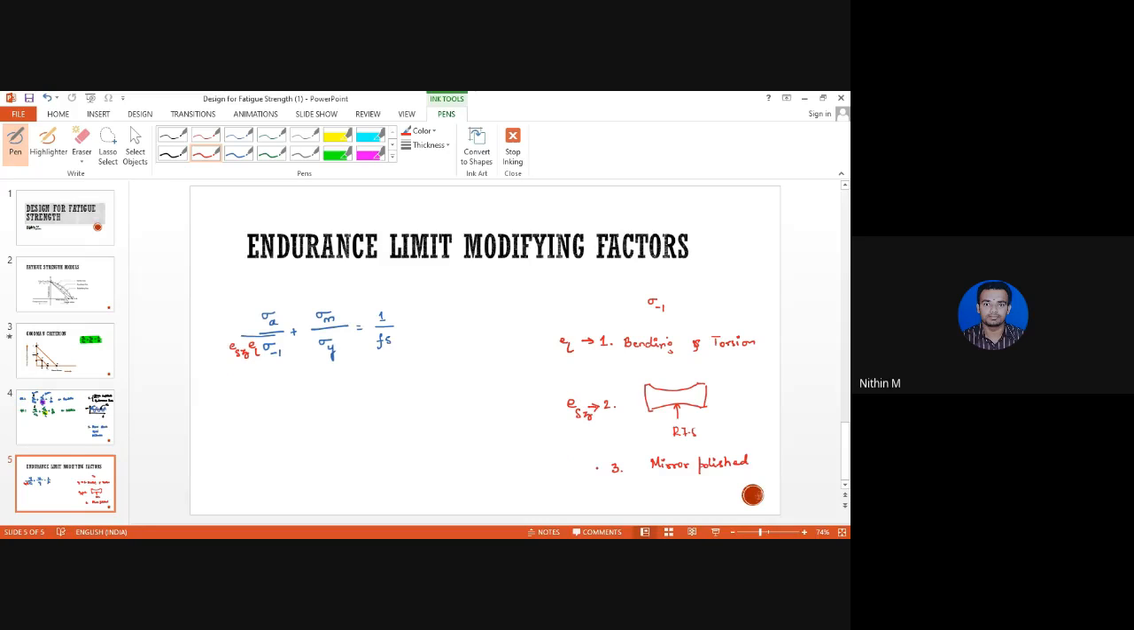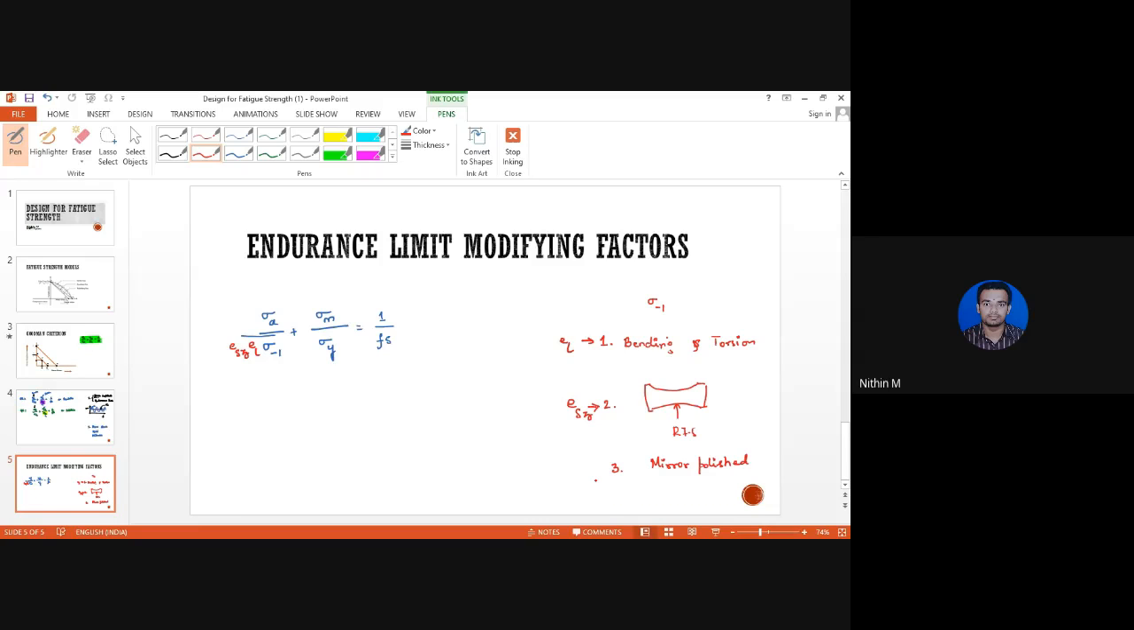Now lastly, we have something called surface finish. This term surface finish is extremely important, because if you can recall from the initial classes of design for fatigue strength, when we discussed the failure mechanism when a component was subjected to fatigue loading, the component was told to have a mirror polish.